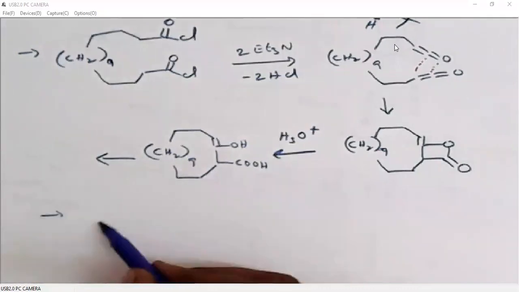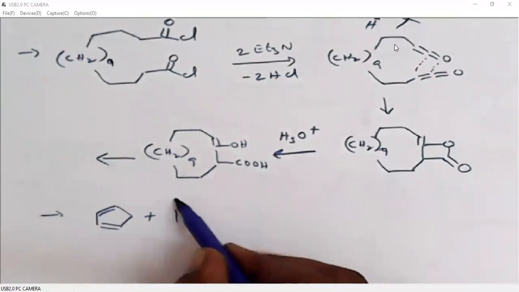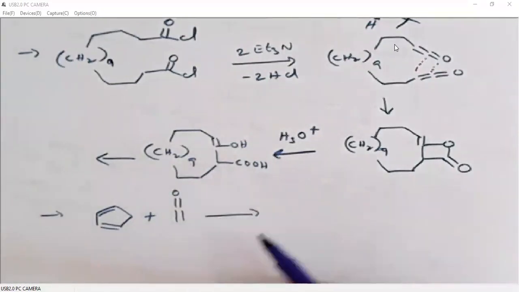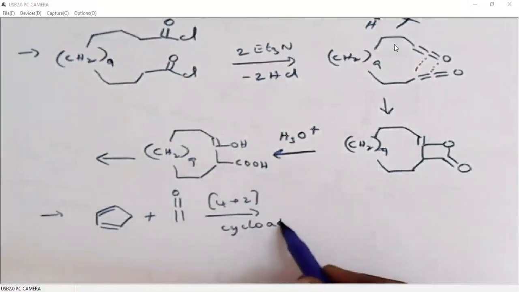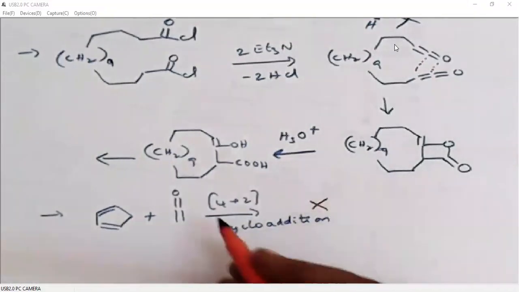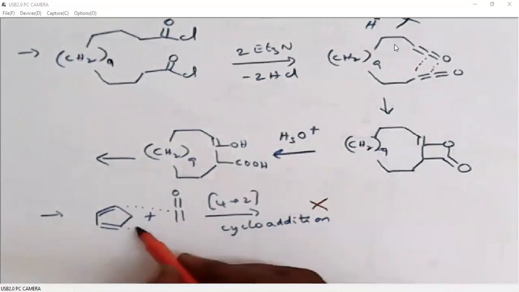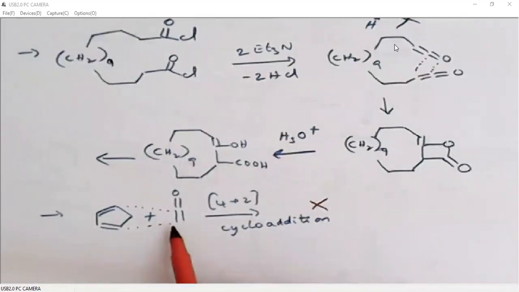If we want to do a Diels-Alder reaction with the ketene, 4+2 cycloaddition is not possible with ketene. As I said earlier, it will only follow 2+2 cycloaddition, but not 4+2 cycloaddition. But what if we want to do a Diels-Alder reaction with the ketene? Direct ketene cannot be utilized for this.